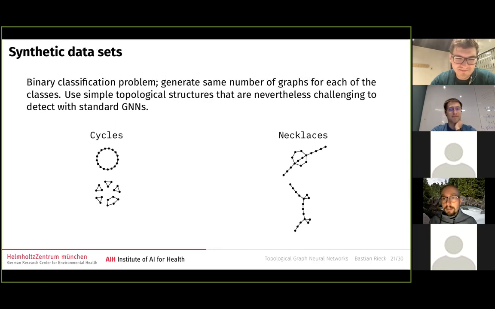The synthetic data sets that we've been looking at are a binary classification problem. So we generate the same number of graphs for each one of those classes, and we generated the data sets such that they have simple topological structures that are nevertheless challenging to detect with standard GNNs. So one data set is our old friend, the cycle data set, where we either have a big cycle or some small cycles. The other one is called our necklaces data set, where we either have this closed-form necklace with one big loop, or we have a smaller necklace with smaller loops.